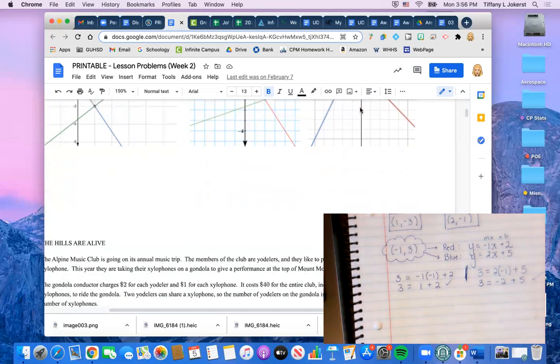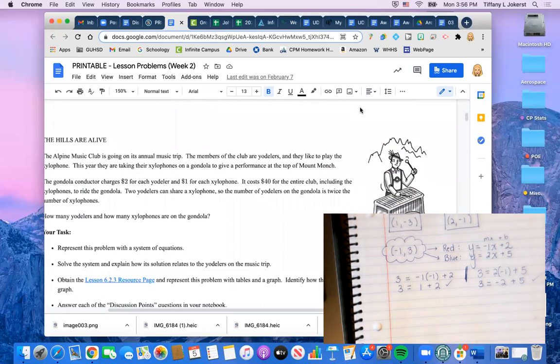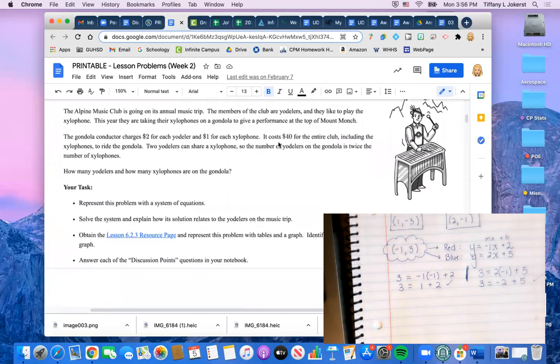Okay. The last thing we're going to do today is actually kind of for tomorrow's lesson, but I do want to do one of these so that you can see it today. And then we'll be looking more at it again tomorrow.